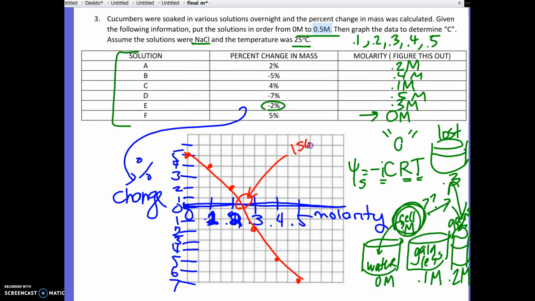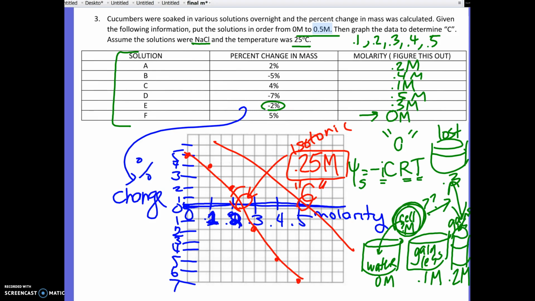This is where I think the best estimate would be isotonic to my cucumbers. I know that they gained weight in 0.2, they lost weight in 0.3, and I'm going to estimate for mine about 0.25, and that's C. That's what I think the actual molarity of the cucumbers was. Now, if your graph was slightly different, your C would be slightly different. But nobody's should be like over here. You know what I mean? There's a range of acceptability of where that line should fall.